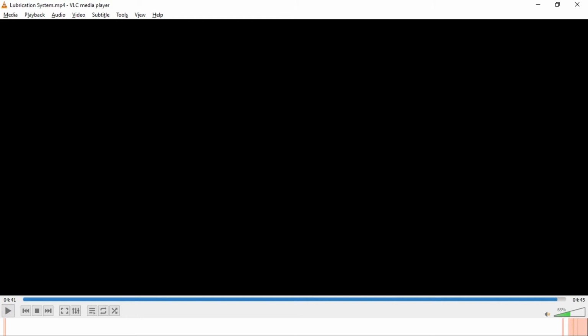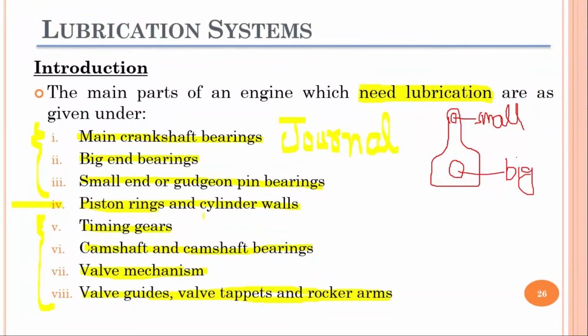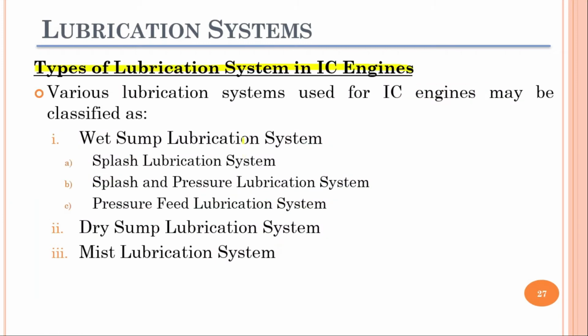So I hope this would be clear to all of you, how these lubrication systems usually work, and how this lubrication oil is sent to all the basic components of an IC engine for lubrication. Now moving forward, as I mentioned earlier, we basically have three different types of lubrication system in our IC engine.